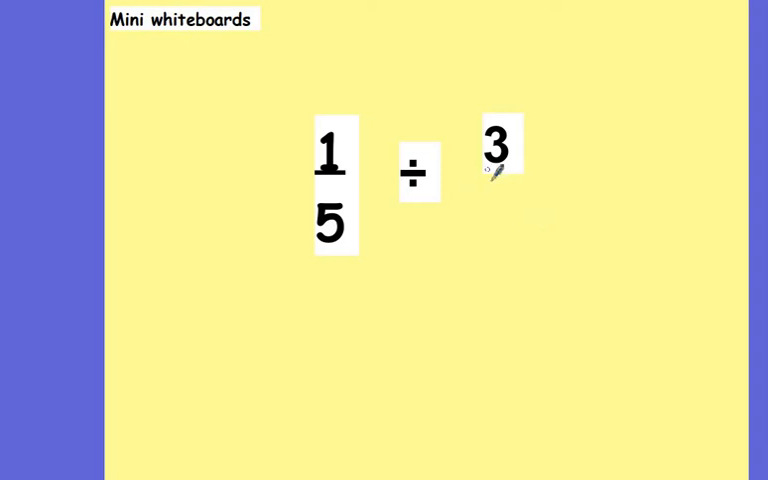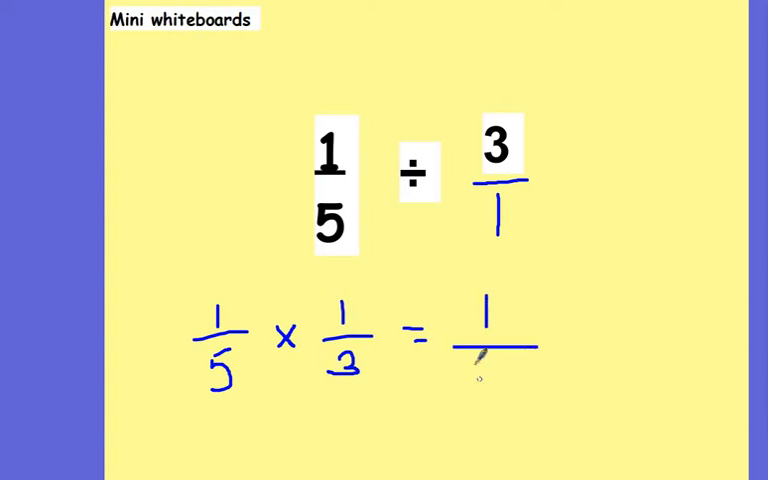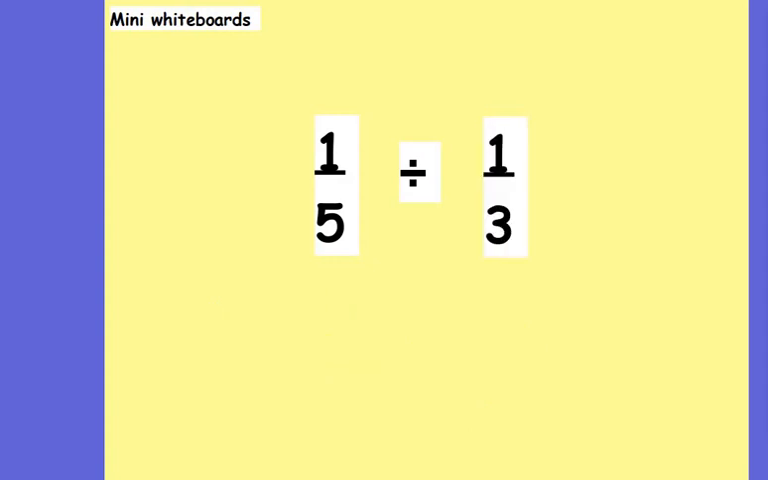Right, let's go through it. Every time we see a whole number, we want to write it as 3/1. So now I keep my first fraction. I flip my second fraction to become 1/3. I change the sign in the middle to a multiply. I've got 1 times 1 on the top, which gives me 1, and 5 times 3 on the bottom, which gives me 15. How good are you, Year 7?